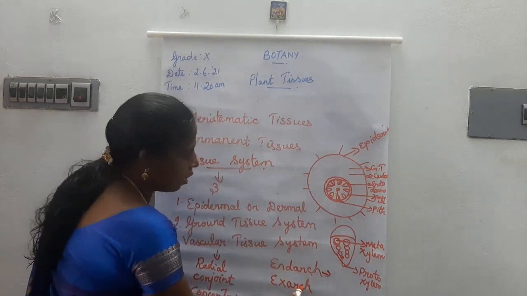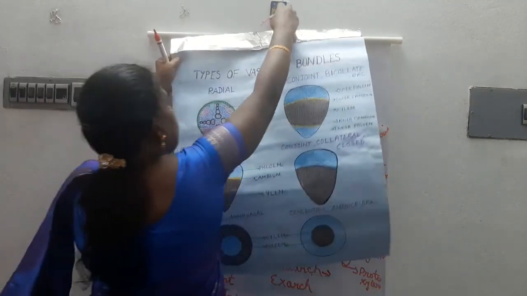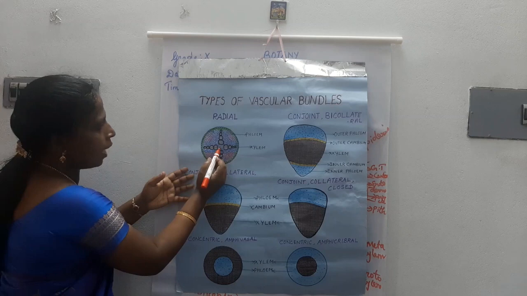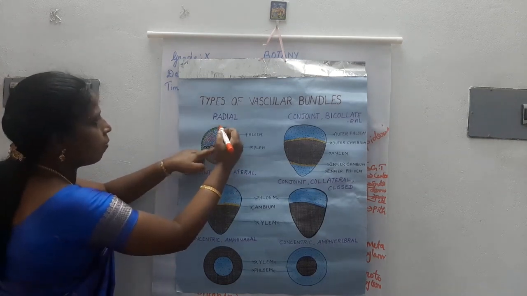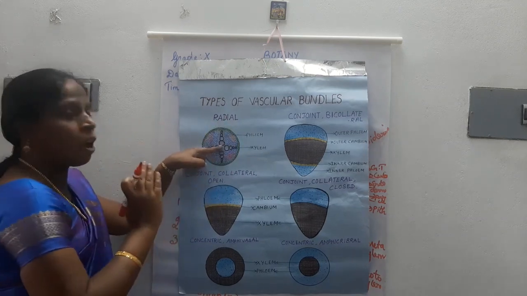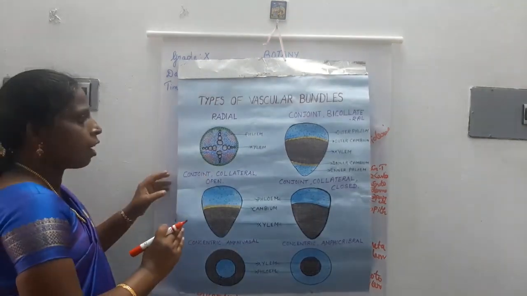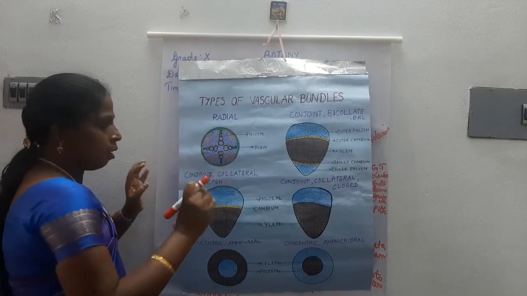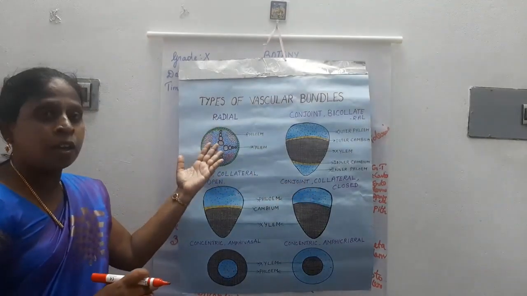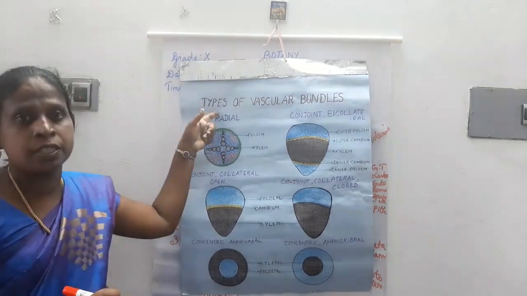What is exarch? Here we can see the metaxylem. Here the xylem vessels are there. The metaxylem lies towards the center and the protoxylem lies towards the periphery, just the opposite. That type of xylem is called the exarch condition. To summarize, endarch means metaxylem lies towards the periphery, protoxylem towards the center. Exarch means metaxylem lies towards the center, protoxylem towards the periphery.